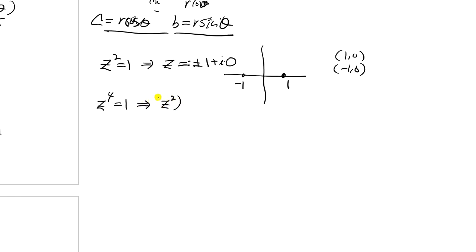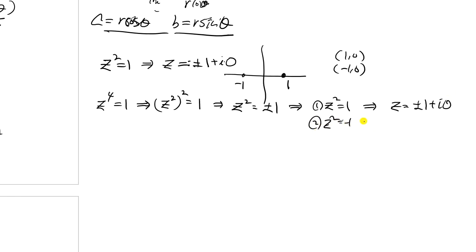Then it's going to be z squared equals 1, which means z squared equals plus minus 1. So we have two cases. First, z squared equals 1. Then we already know that z must be plus minus 1 plus i0. Okay? The second case is z squared equals negative 1. Then we know z must be plus minus i, right? Then that is 0 plus minus i times 1. So those 2 points must be 0, 1 and 0, negative 1. Where are they? It's here, 0, 1 and 0, negative 1.